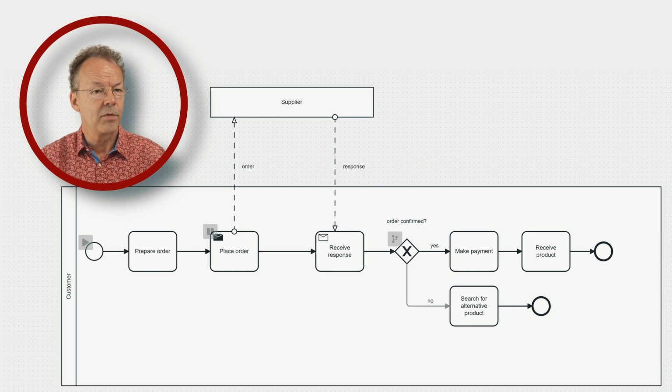And if we now do the token simulation, you can see we go to place order now. And now we go up, and you have seen this has gone to the supplier, and now it comes back from the supplier, and then we can continue our process as usual.